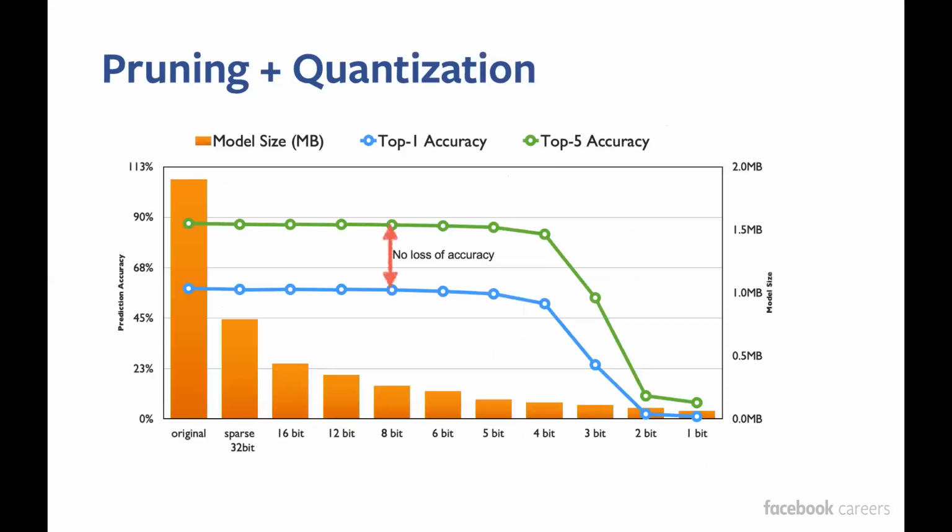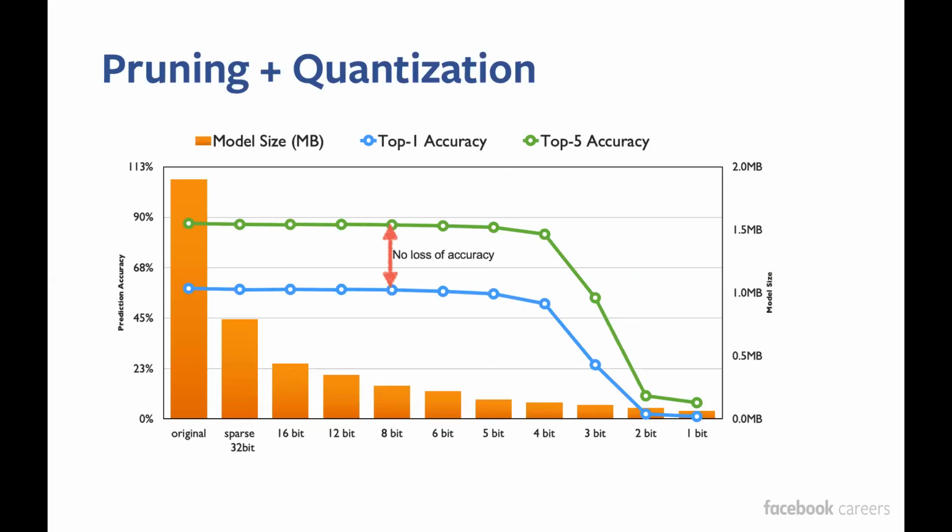Shown here is a graph of what happens if you use pruning and quantization on a model. This is a model that's already pretty efficient. It's a small model with a model size of just around 1.8 megabytes, and it has an accuracy of 40 or 50 something.